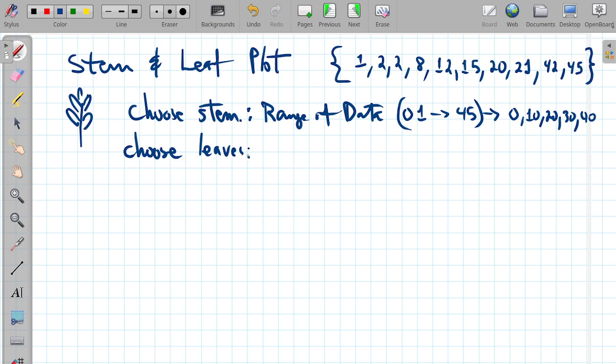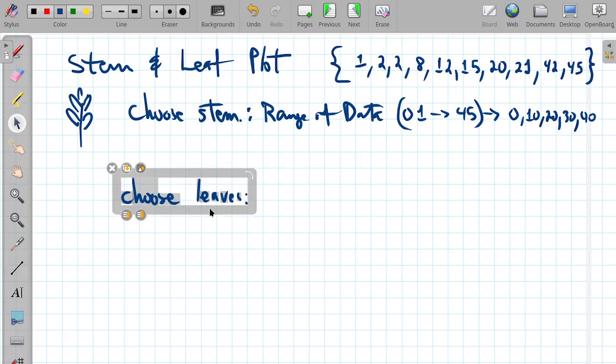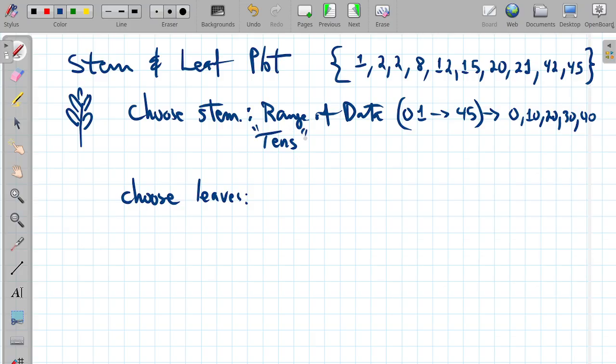Okay, so here, I didn't leave myself a lot of room there. Let's fix that up. Move that out of the way. There we go. Back over here. So we're using tens for this one.